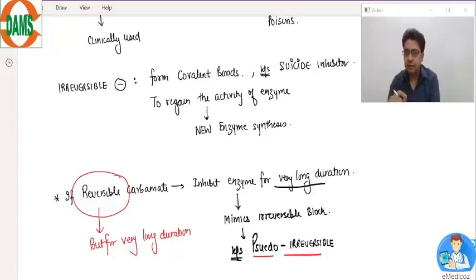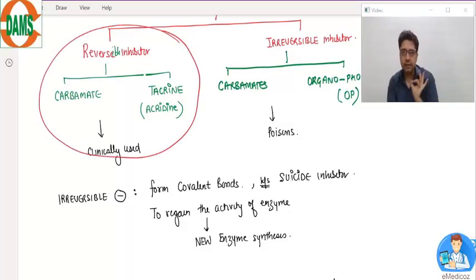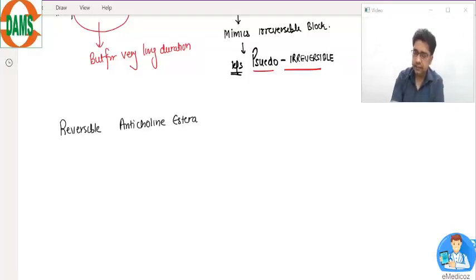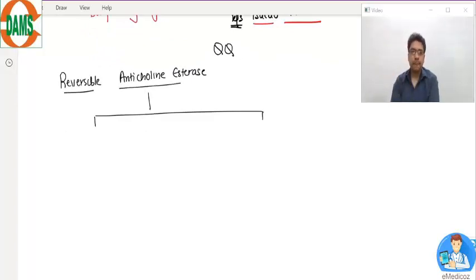Now let's start first with reversible inhibitors. To make a heading, reversible anticholinesterase. This is a very important part for you. Reversible anticholinesterases are of two types.